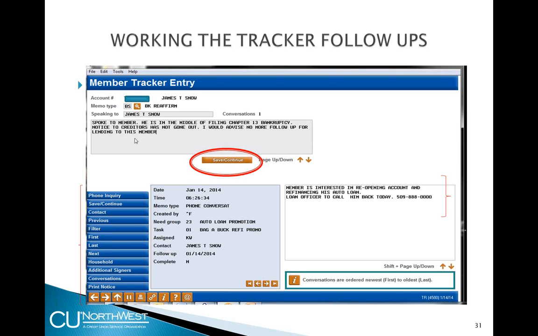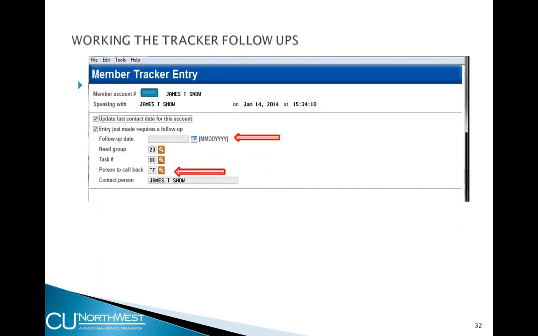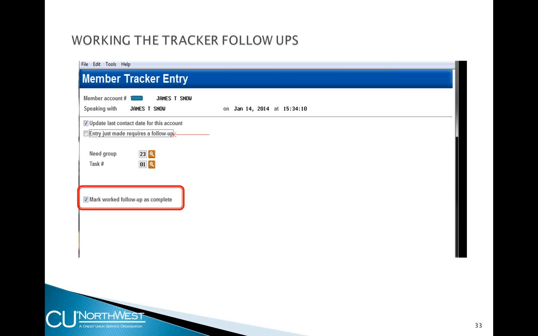So now we have entered in our tracker that we spoke to this member, he's in the middle of filing bankruptcy, etc. You then click on Save and Continue. This time we can assign another follow-up by entering the follow-up date and the person to call back, or we can unclick the follow-up and instead mark that follow-up as complete. Marking your tracker follow-up as complete saves the tracker and marks it as complete on the follow-up listing. At this time, we would arrow forward or press Enter to save and complete.